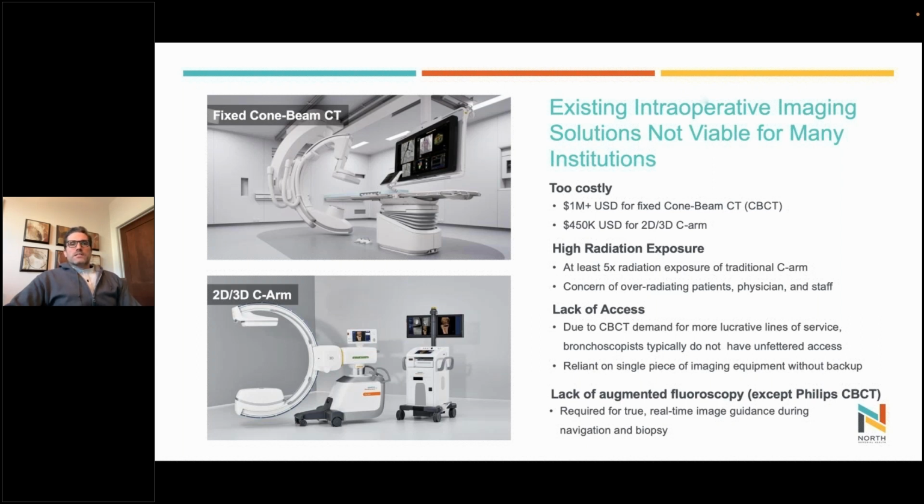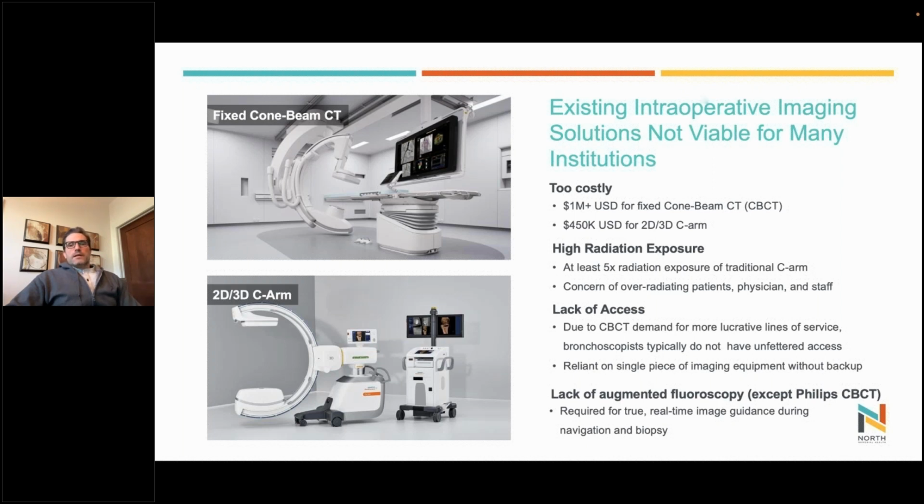Also, when you buy a system like a fixed cone beam CT or a 2D or 3D C-arm, depending on your institution, these aren't necessarily going to be dedicated to a pulmonary space. There's a lot of demand from other proceduralists, spine surgeons, orthopedics, interventional radiology, who can use these, and you might find yourself struggling to get block time or any time on these once they're in the institution. It's reliant on a single piece of imaging equipment. It's either that or nothing. There's no overlap with other options of imaging in the facility.